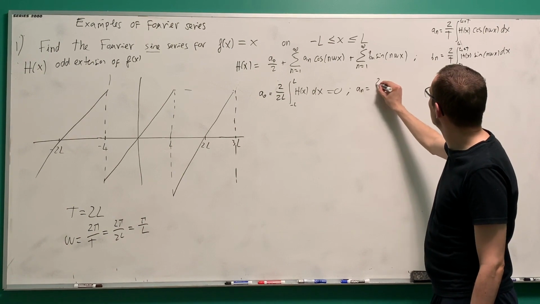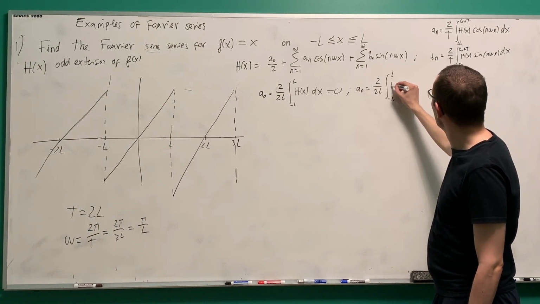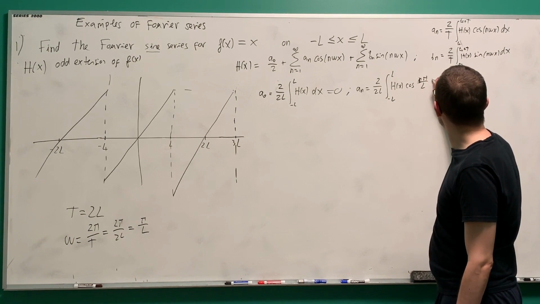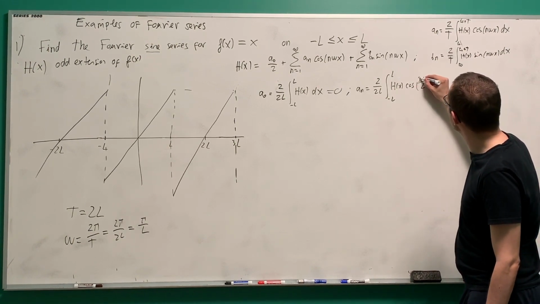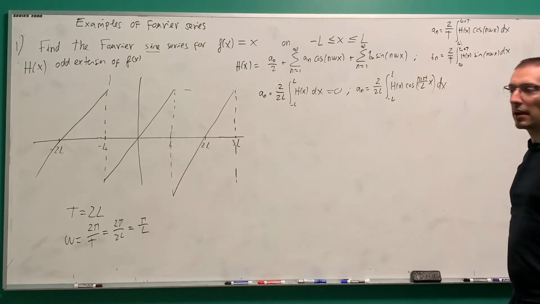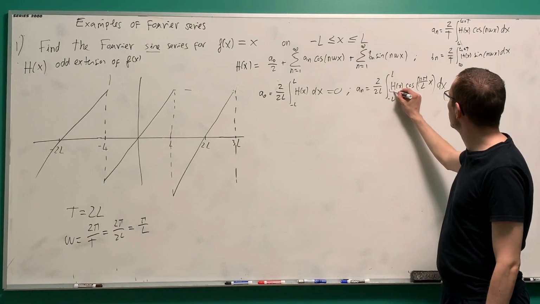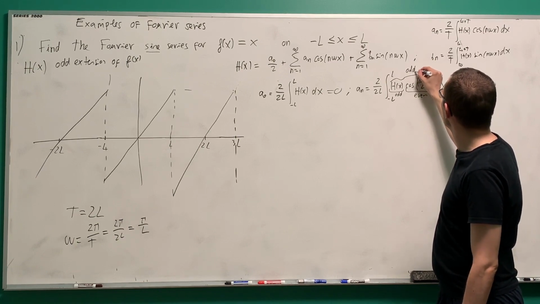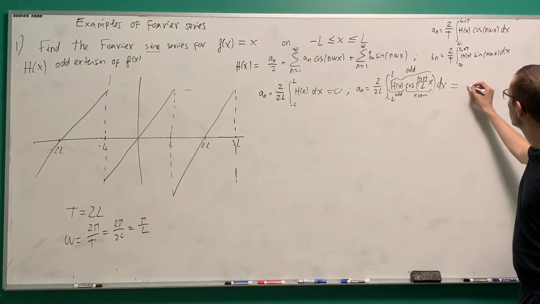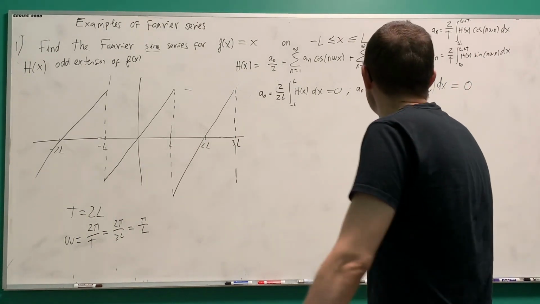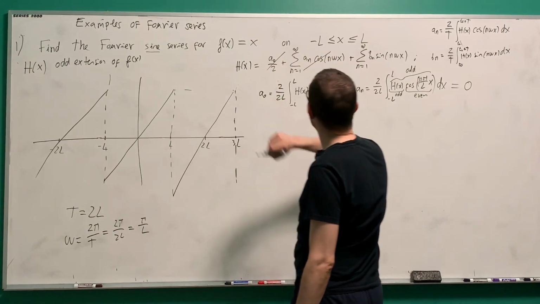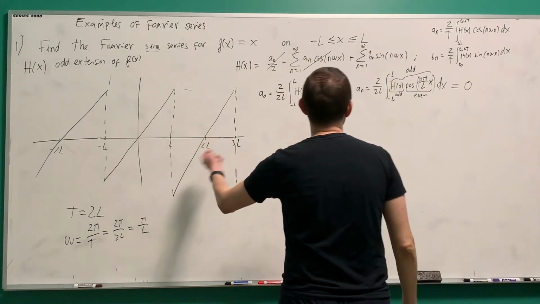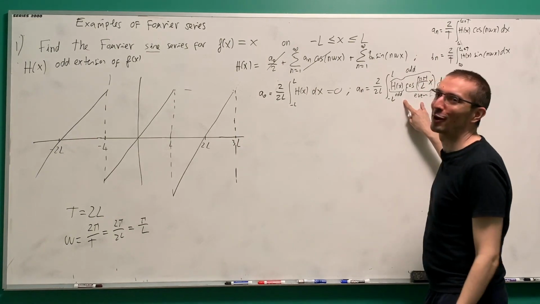So a_n, in this case, is 2 over 2L, integral from minus L to L, h of x, cosine of n omega x, where omega is pi over L, dx. In this integration region, it's clear that this function is odd, the cosine is even, so the product of the two is odd, and then the integral in a symmetric interval is 0. So there's no a0 or a_n. In fact, when I say the sine series, I will no longer write the cosine terms because we know they're going to be 0, because h of x is odd and therefore is orthogonal in this inner product with all the cosines.